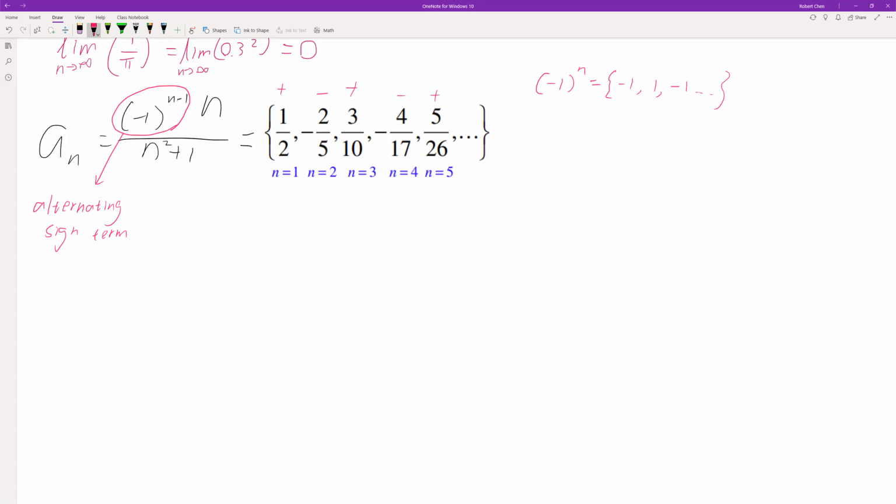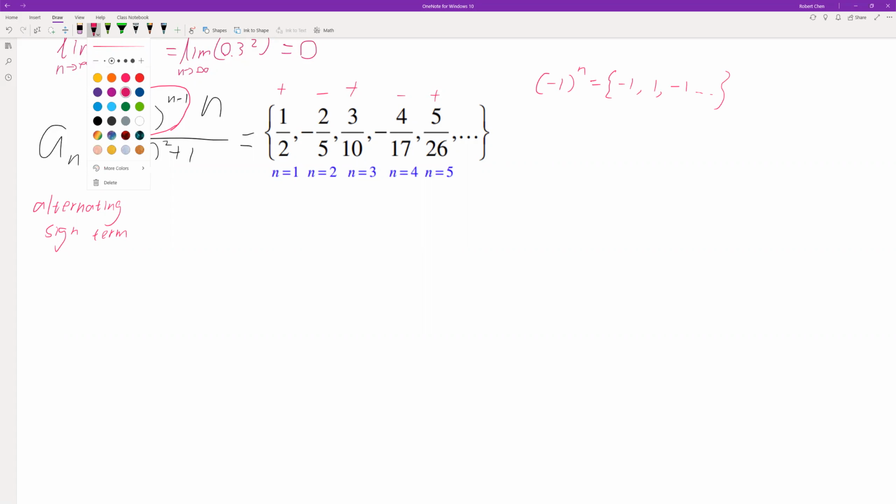But if you want the first term to be positive, then you would just add a -1 here. Sometimes it can be a +1, but it all depends on what you want to do. And in this case, it's not going to matter that much. All right, so let's see what happens for this sequence.